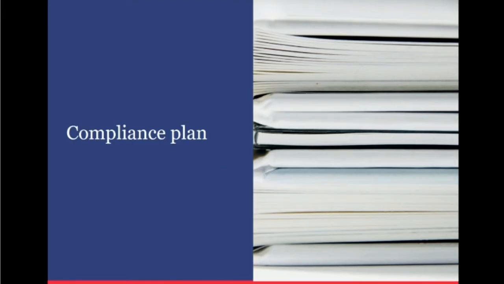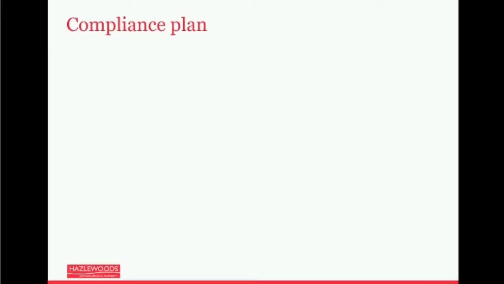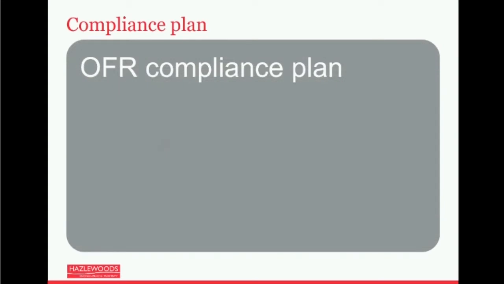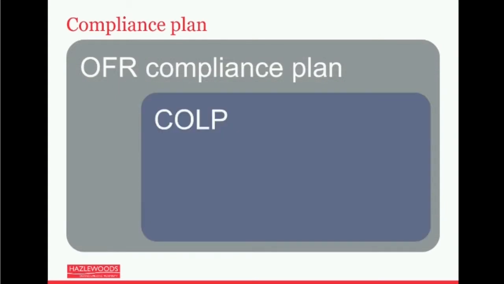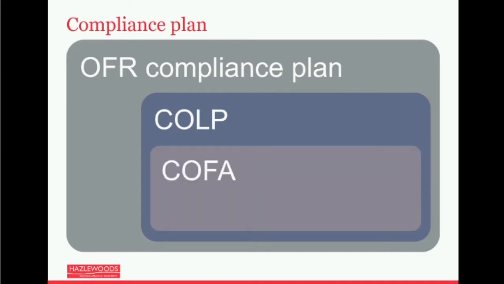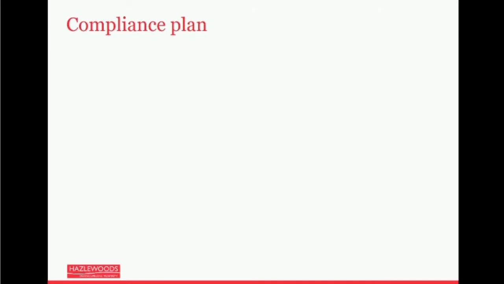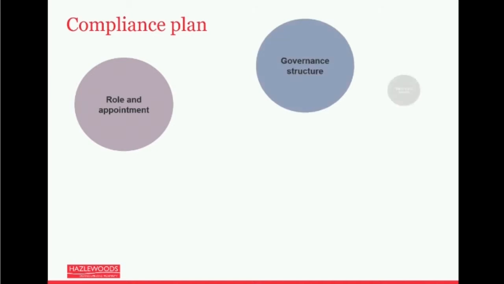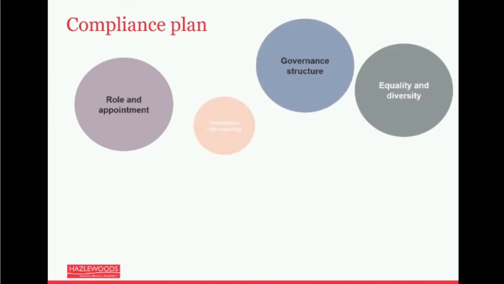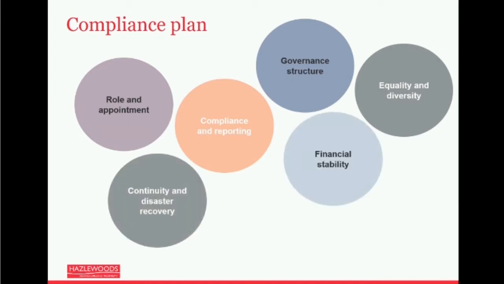As COFA, you also need a compliance plan. The practice needs to maintain an outcomes-focused regulated compliance plan, mainly for the purposes of the COLP, but it will include sections that are relevant to the COFA. It needs to demonstrate procedures in place to satisfy relevant outcomes. For the compliance plan, the key areas to be considered are the COFA's role and appointments, finance governance structure, equality and diversity policy, the SRA Accounts Rules compliance and reporting, financial stability, business continuity and disaster recovery, and risk management.